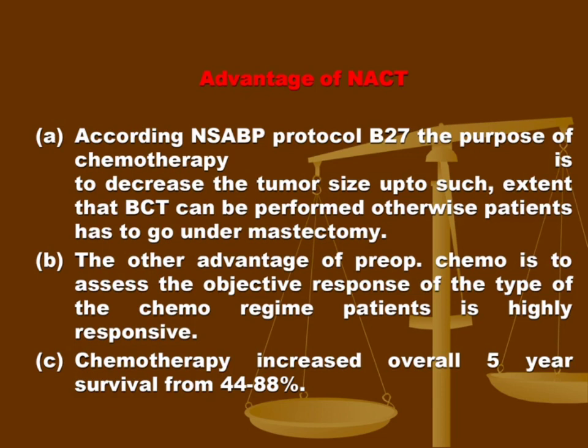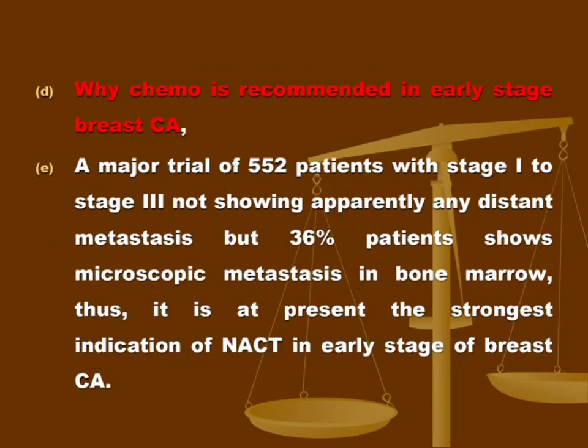So why chemotherapy in early stage carcinoma? My take is this: I have seen not rarely that a breast carcinoma patient is dying not because of a local recurrence. Most of them die because of systemic metastasis. So breast cancer is almost a systemic disease. According to the NSABP protocol B27, the purpose of chemotherapy is to decrease the tumor size to such an extent that BCT can be performed.